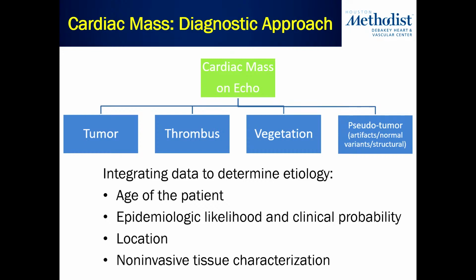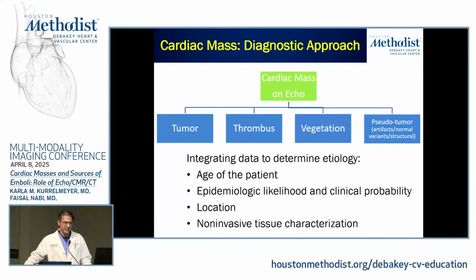a normal structure? What's important, as Carla very nicely showed you, is in order to determine an etiology, you really need to integrate all the data. It's not just about imaging. You've got to know the age of the patient. You've got to know their past history, just as we saw in this last case with the lupus case. You need to know where the lesion is. And if you have the ability to, and what I'll be showing you in the rest of my talk, the addition of non-invasive tissue characterization with either CT or CMR can be very helpful.